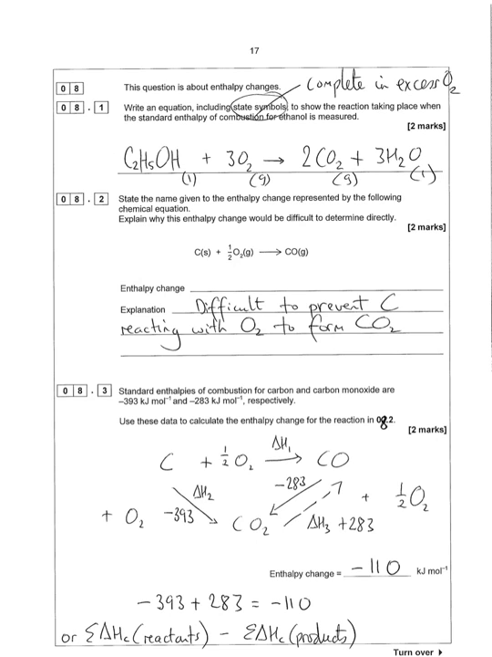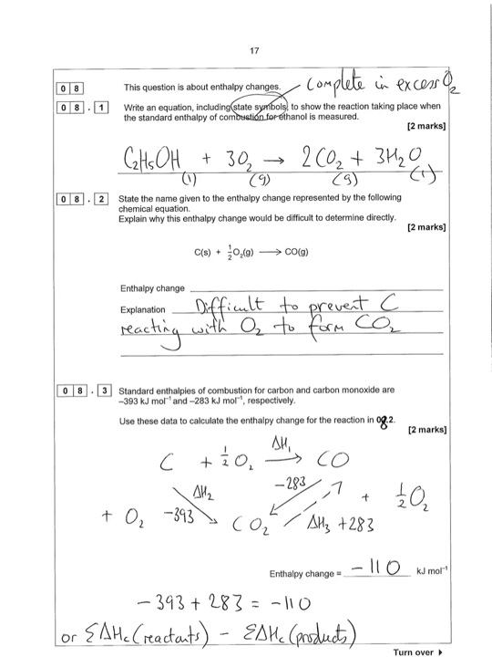Question 8 about enthalpy changes. First of all, an equation with state symbols of the combustion of ethanol. So ethanol plus oxygen goes to carbon dioxide and water, balance it up, and then add the state symbols for the second mark. This is the enthalpy of formation of carbon monoxide. That hasn't been written. But why is this enthalpy change difficult to determine directly? Well, it's very difficult when you burn carbon in oxygen to form carbon monoxide, so carbon dioxide is also likely to form.